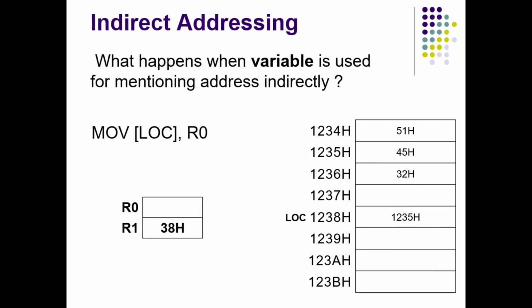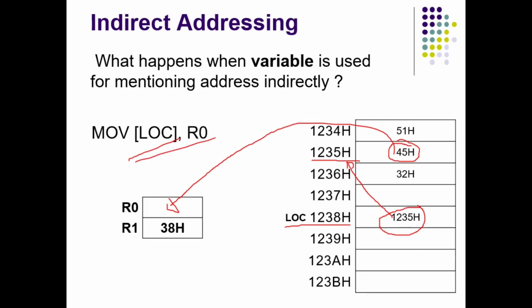Here the processor calculates the effective address in a different manner. That variable address is initially calculated. At that particular address, whatever the content is there, that is considered as the effective address. Then the processor tries to fetch the data present at that particular address 1235H and copies that data to the R0 destination register. In some specific processors, this kind of addressing mode is also called indirect addressing mode.